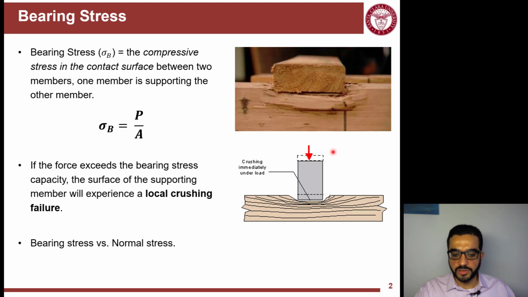Another thing is bearing is between two members. The stress is developing between two members, but normal stress is a stress developing within a member.